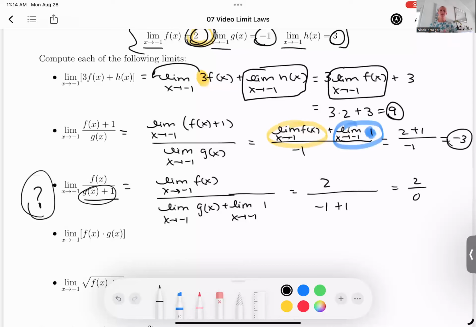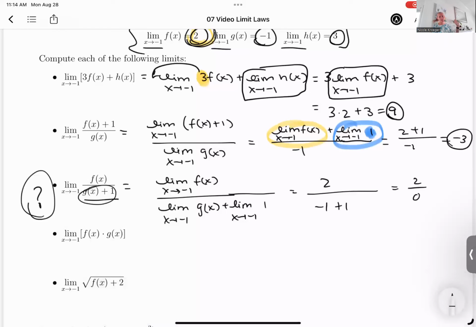We don't know. And this is what we will spend the next week or two working on: figuring out what happens when we get 0 in the denominator. The limit laws don't apply. So what do we do? Okay, we'll just leave that one be. We'll come back to it eventually.